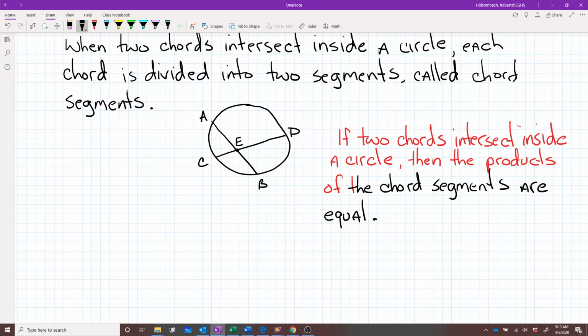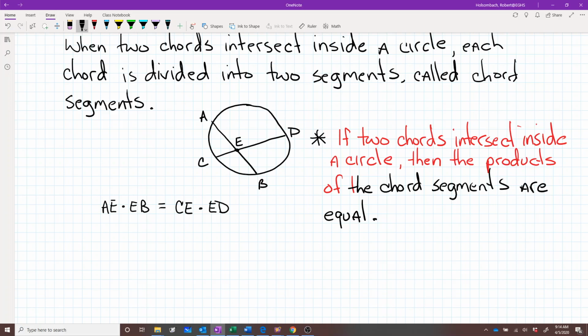Alright, if two chords intersect inside a circle, then the products of the lengths of the chord segments are equal. So what that means is that segment AE times segment EB is going to be equal to segment CE times segment ED. And you're going to use that rule to solve for variables today and to find chord segment lengths as they relate to circles.